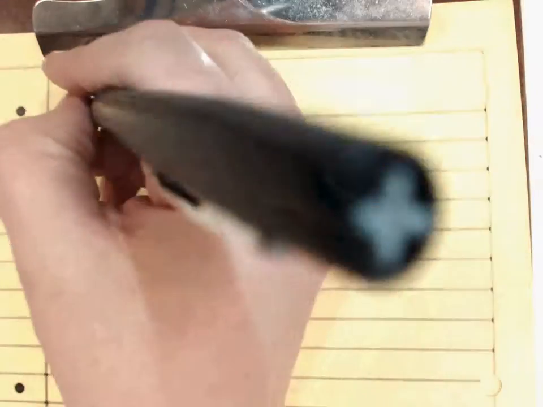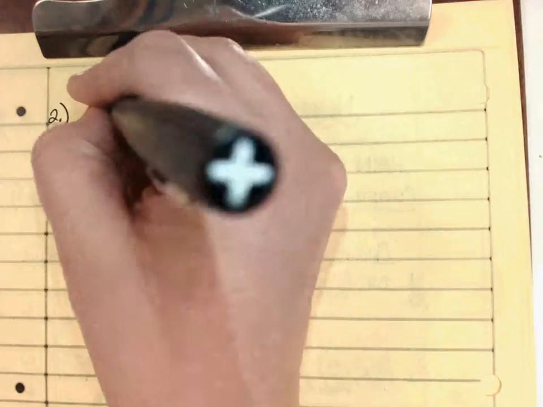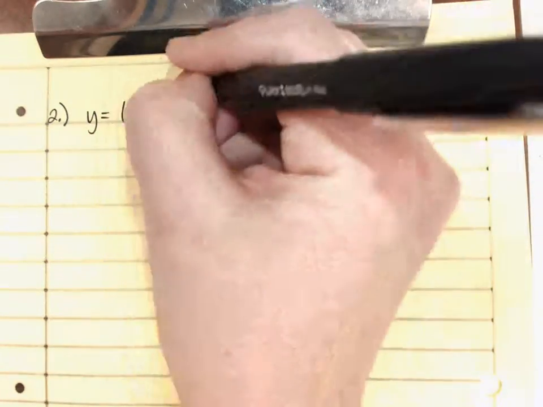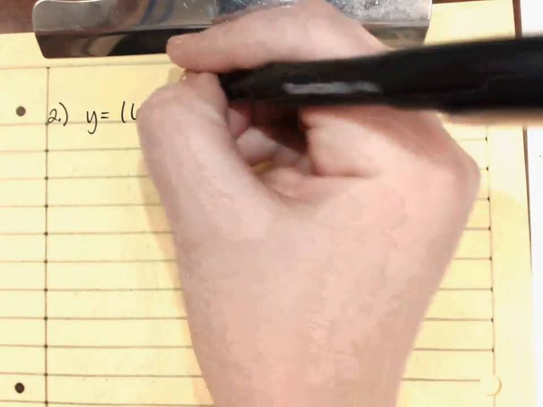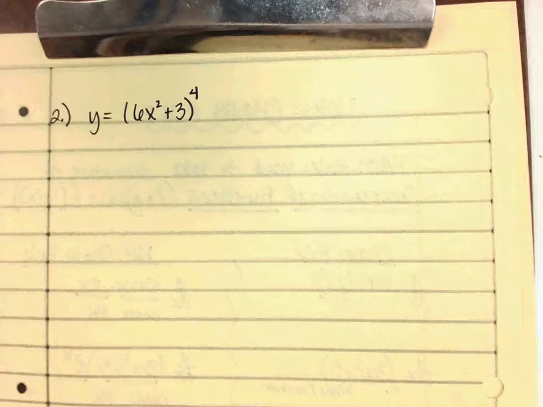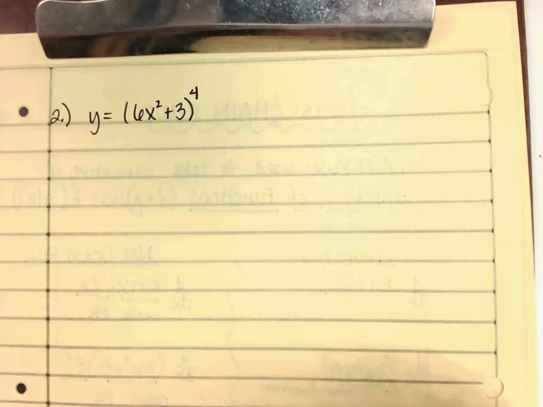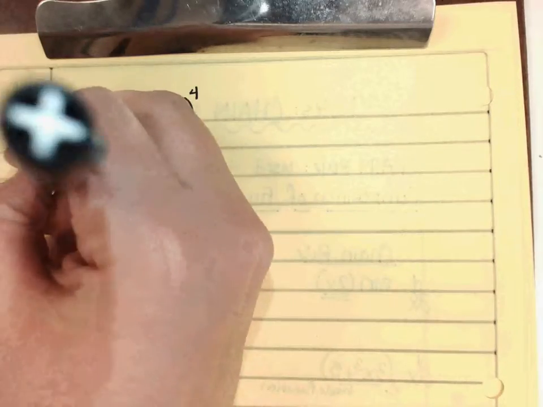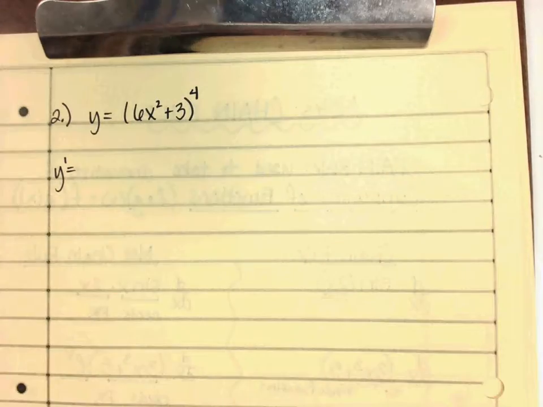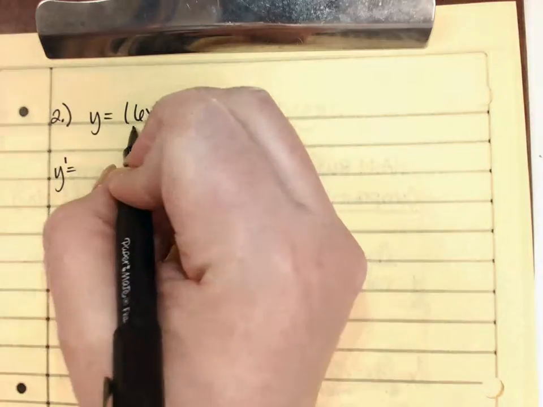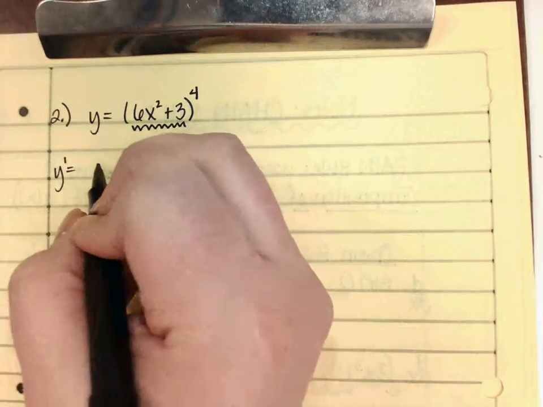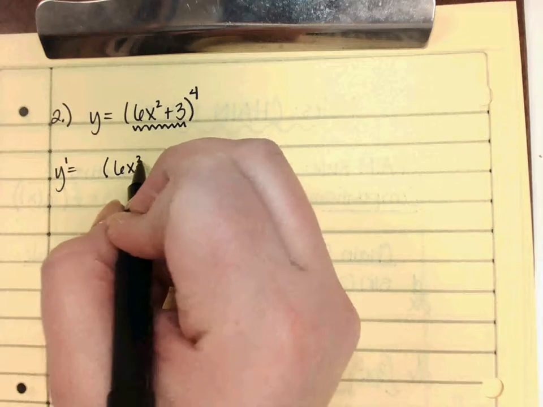Okay, y equals, let's do (6x squared plus 3) to the 4th power. Okay, ready? Now, that is y. The derivative I'm going to call y prime. The first thing that you do is the middle stays the same. My 6x squared plus 3 will not change. It will stay a 6x squared plus 3.